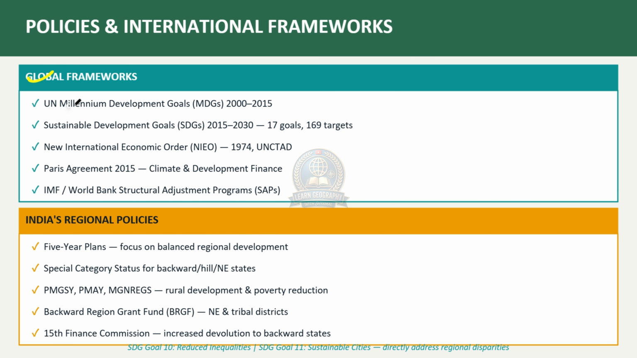Okay, global frameworks: UN Millennium Development Goals, MDGs 2000 to 2015, Sustainable Development Goals, SDGs 2015 to 2030, 17 goals, 169 targets. New International Economic Order, NIEO 1974, UNCTAD, Paris Agreement 2015, Climate and Development Finance, IMF, World Bank Structural Adjustment Programs, SAPs. Okay, Indian regional policies: 5-year plans focused on balanced regional development, special category status for backward, hill and northeast states, PMGSY, PMAY, MGNREGS, Rural Development and Poverty Reduction, Backward Region Grant Fund, BRGF, Northeastern and Tribal Districts, 15th Finance Commission, increased devolution to backward states.